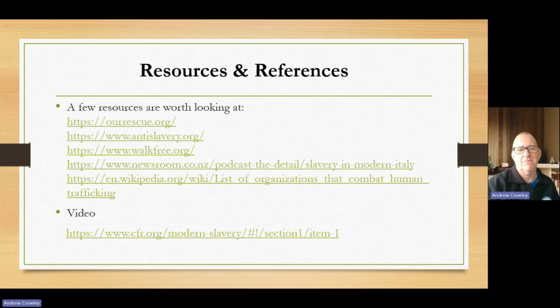So where did all this come from? Well, these are some of the resources, but there were many, many more. It doesn't take a great deal of research to find out this information. And I'd just like to finish with a little video.